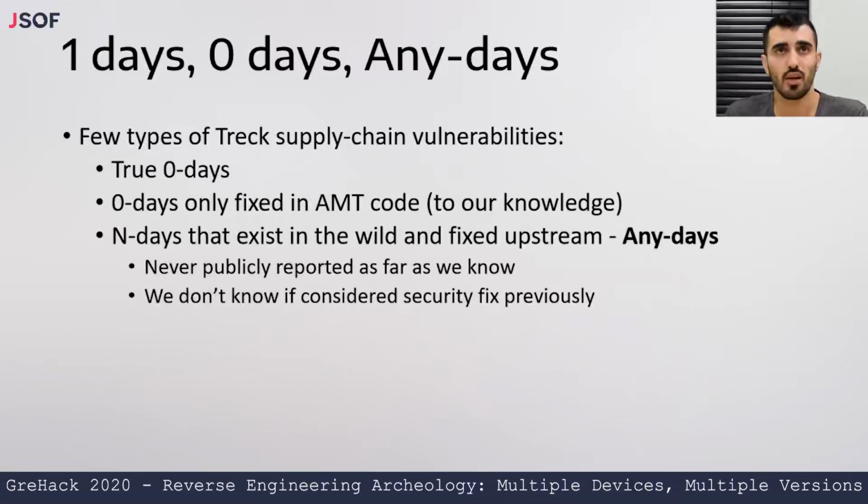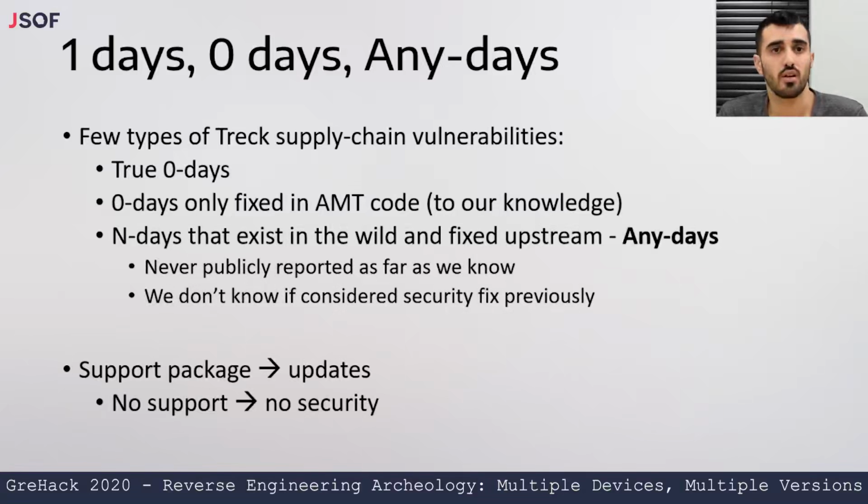So to summarize, there are a few types of Treck supply chain vulnerabilities. Ones that are true 0-days, ones that are 0-days that were only fixed in Intel AMT code to our knowledge and not in Treck upstream, and vulnerabilities that are N-days that exist in the wild and were fixed upstream, but never actually publicly reported as far as we know, and we actually don't know if these are considered security fixes. So it works like this. If you have a support package from Treck, then you get updates, feature updates, and security updates. And if you have no support, then you get no security.